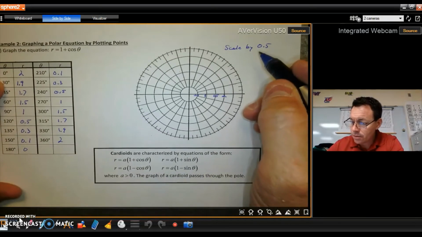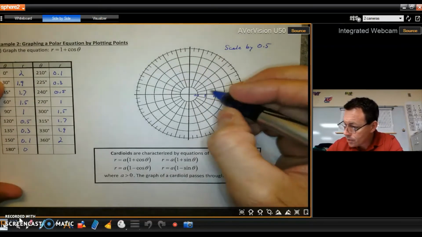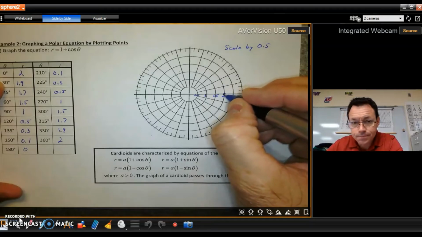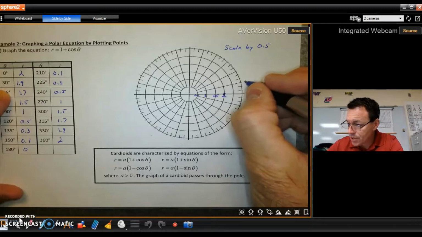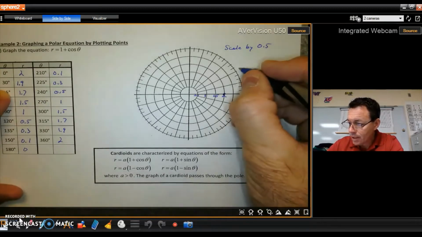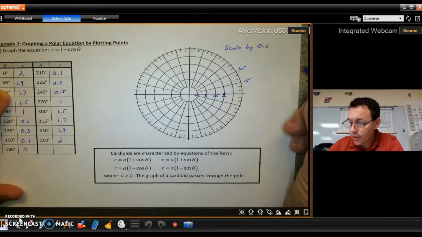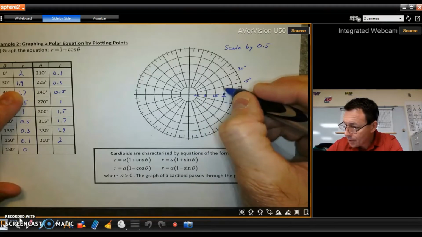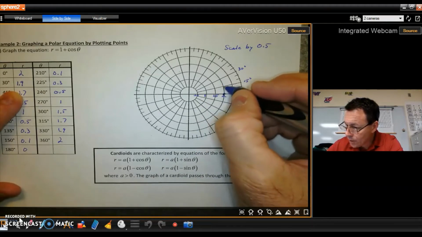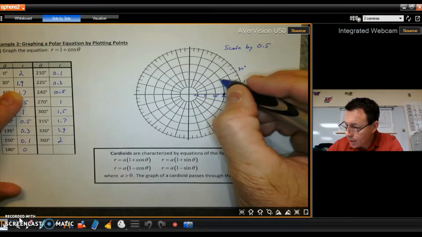We've got 0 and we've got 2. So 0, 2 is right here. Then 30. Now that's not the next line. This is 15 degrees. Okay? Here's 30. Okay? 30 and 1.9. So here's 2. I'm going to go around. I'm just going to go around this curve. Here's 30. And then I'm going to go in a little bit. There's 1.9.